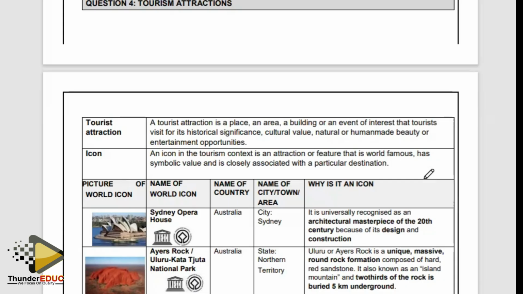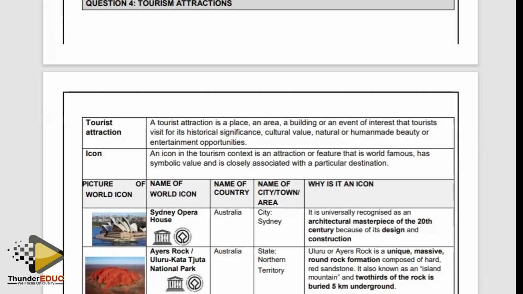This is a very, very important section simply because it contributes 50 marks to the total examination. So the first thing which we'll do, we'll start with an explanation of concepts. We need to define the term tourist attraction. An attraction is a place or an area or a building or an event of interest that tourists visit for its historical significance, cultural value, natural or human-made beauty, or entertainment purposes.